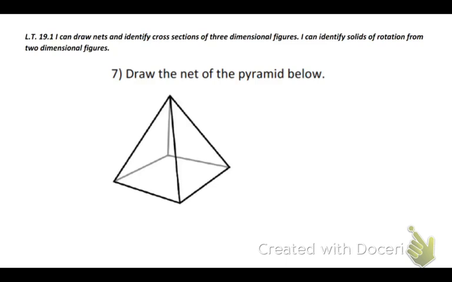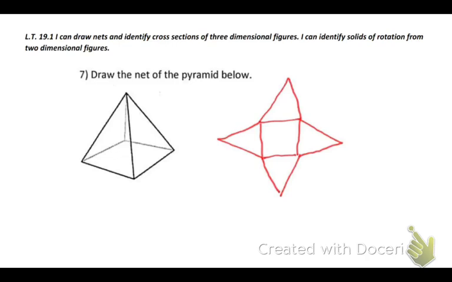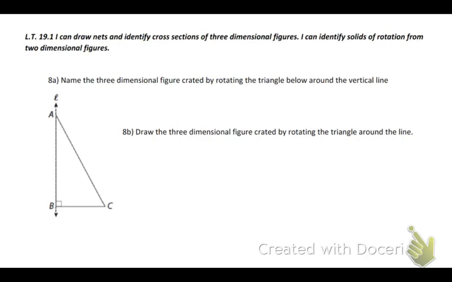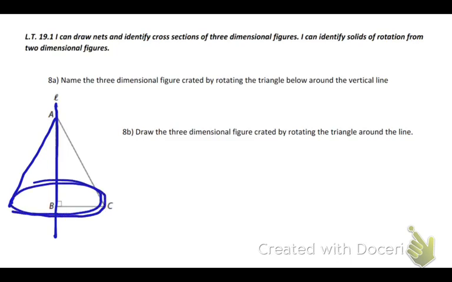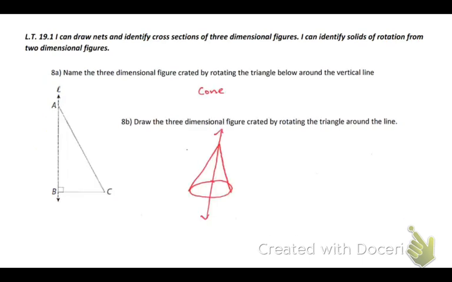Okay, draw the net. Remember, the net is when you peel back the sides and make it two-dimensional. So this one looks like this when you fold it out. Okay, when you take this two-dimensional shape and rotate it around this axis right here, what shape does it make? Two-dimensionally it would look like this, but when you rotate it around that line, it creates a circular shape, and so, of course, this is a cone.